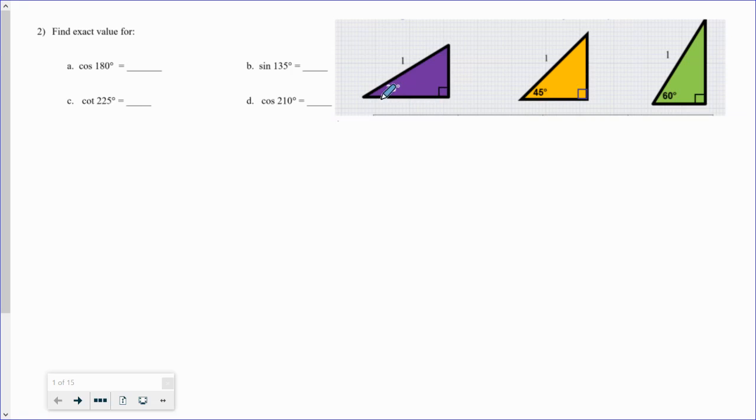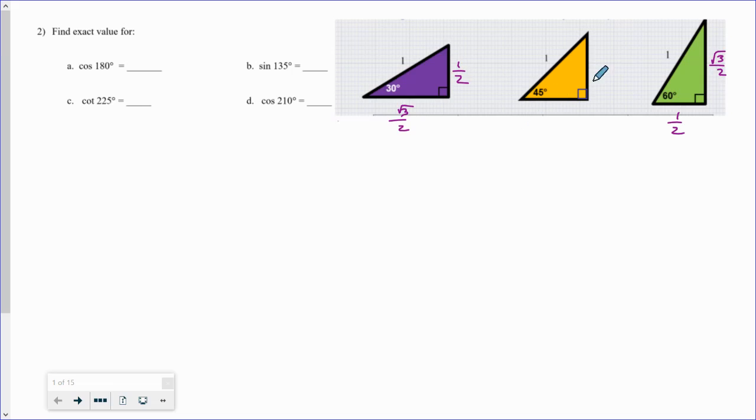The 30-60-90, if you look on your paper plate, you'll see this goes long side, short side. So this side is radical 3/2, and this side is 1/2. This green triangle is the same triangle, it's just that it goes short side, long side, so that's the 1/2, and the y side is radical 3/2.